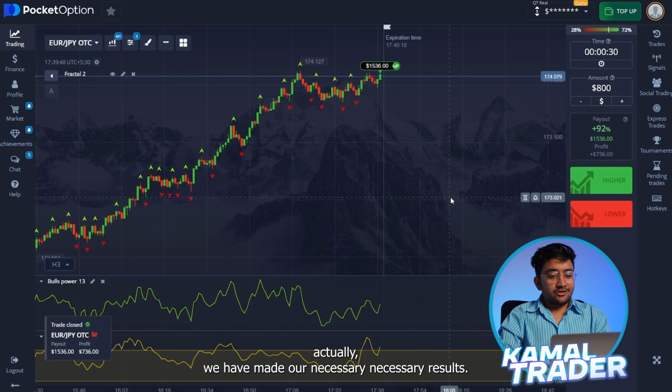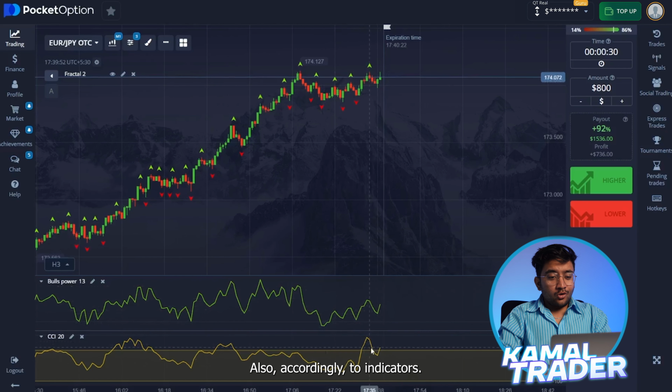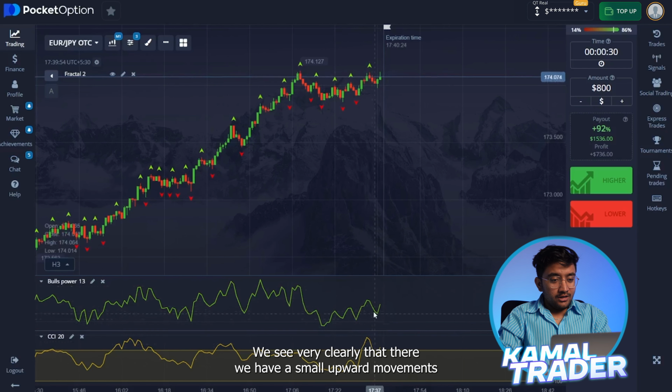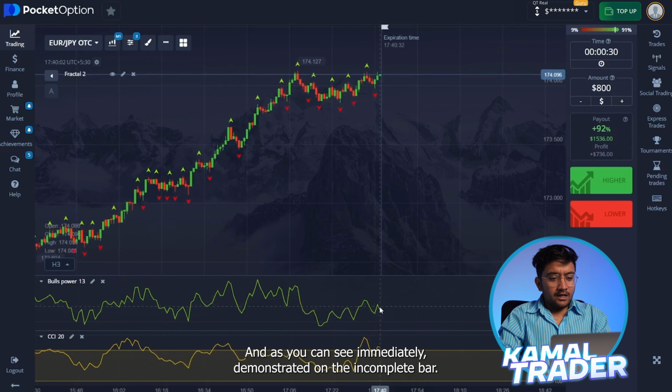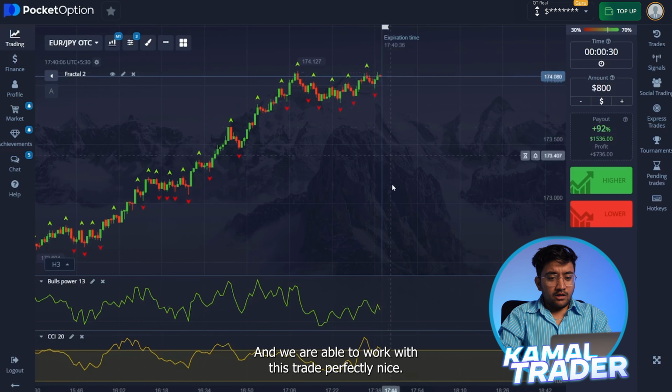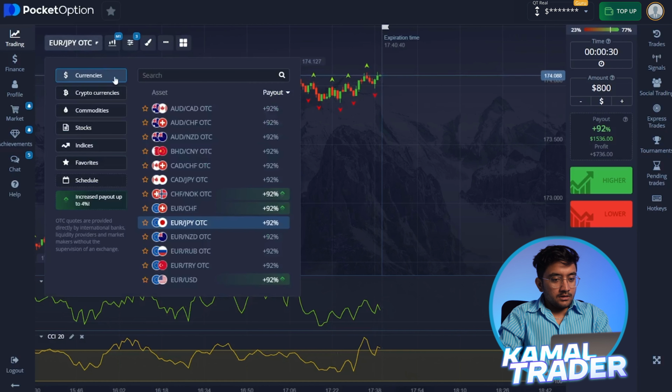Well done guys, actually we have made out the necessary results. Also, according to our indicators, we see very clearly that we have a small upward movement in the divergence area. But after that we have a rebound. And as you can see, it is immediately demonstrated on the incomplete bar that we are able to work with this trade perfectly. Nice. So let's try to choose another asset.